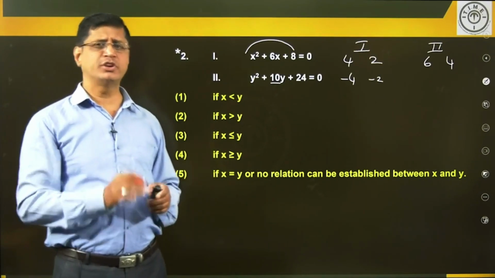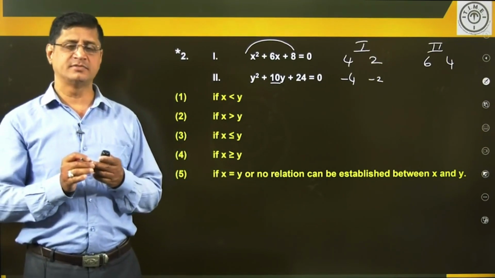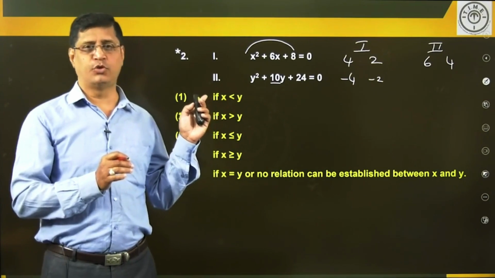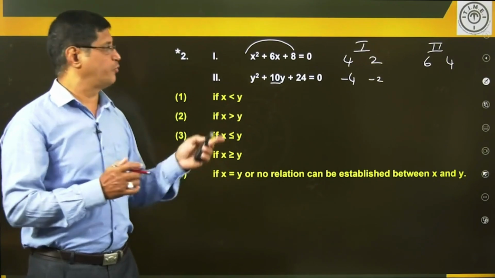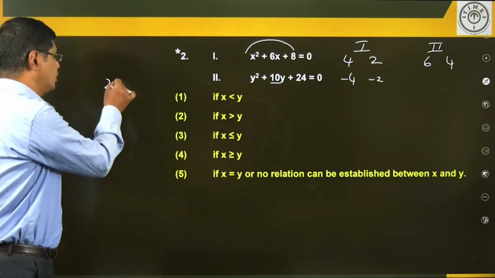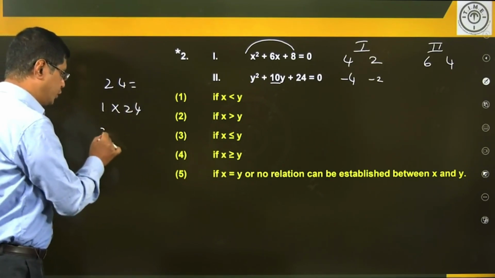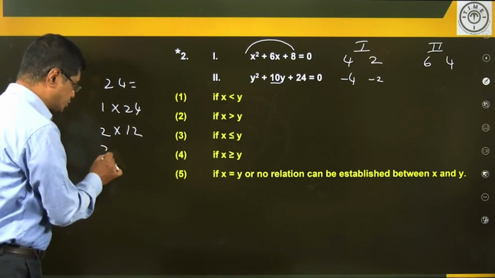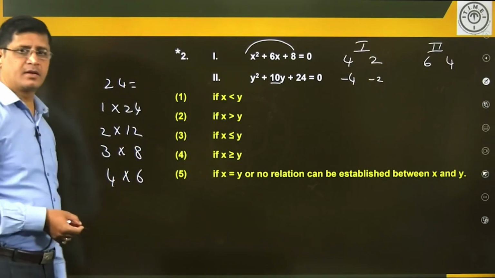Of course, my dear students, 3 into 8 is also 24. But adding 3 and 8, it will give 11. But it is not satisfying the middle term. So, what are the possibilities for 24? Means 24, we can express it as 1 into 24, 2 into 12, 3 into 8, 4 into 6.